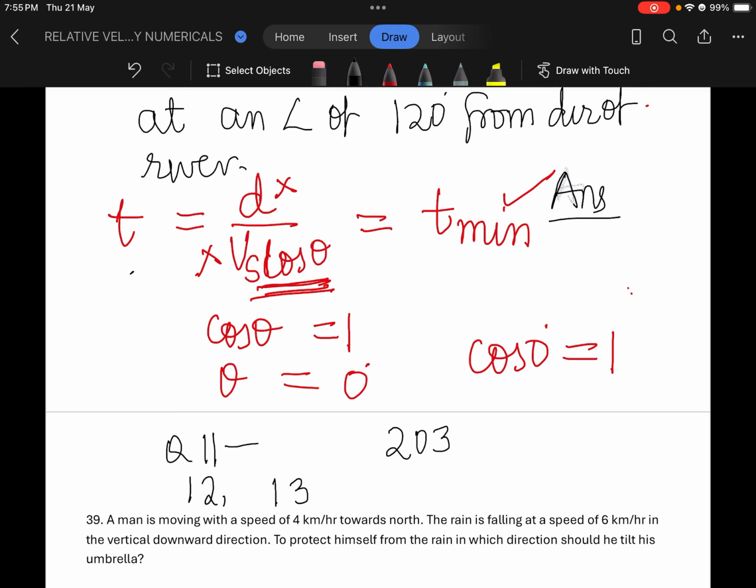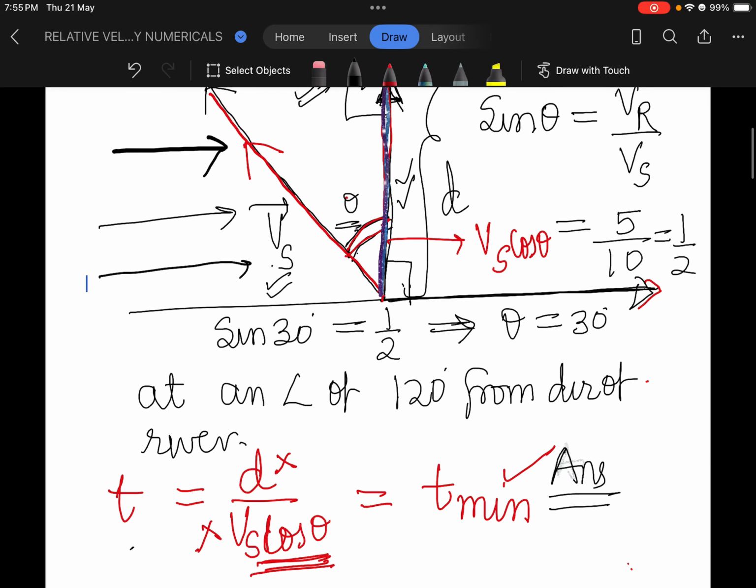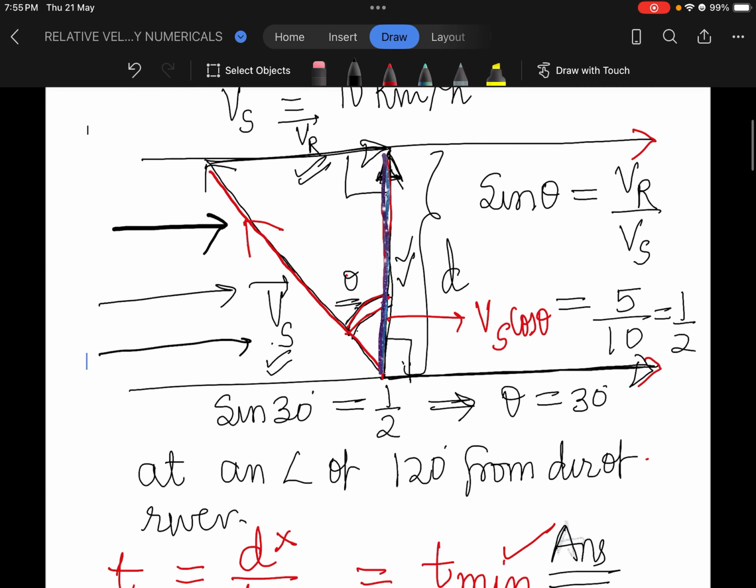The answer will be: to cross the river in the least possible time, the swimmer should keep his stroke normal to the flow of the river. Means in this direction. It is clear? This means what will be the angle from the direction of flow of current? It will be 90 degrees.